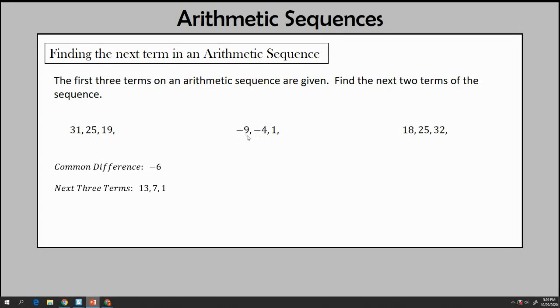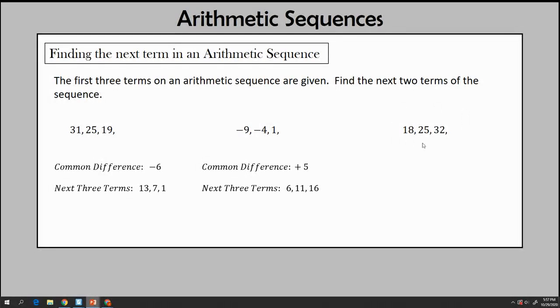So negative 9 plus 5 would be negative 4. Negative 4 plus 5 would be 1. So our common difference is we add 5 to get the next term every time. So the next terms would be 6, because 1 plus 5 is 6, and then 6 plus 5 is 11. 11 plus 5 is 16.